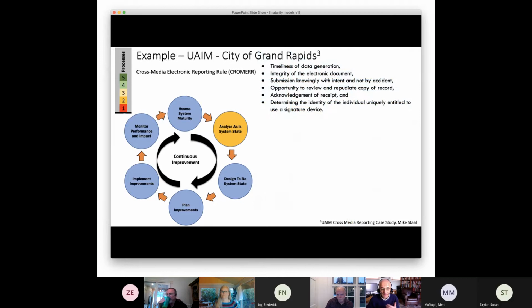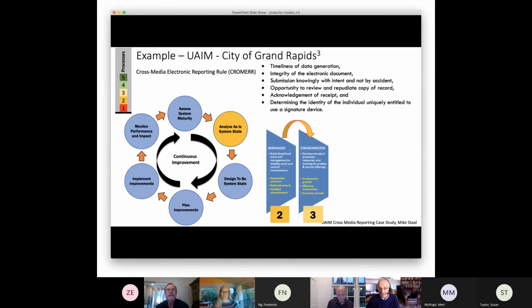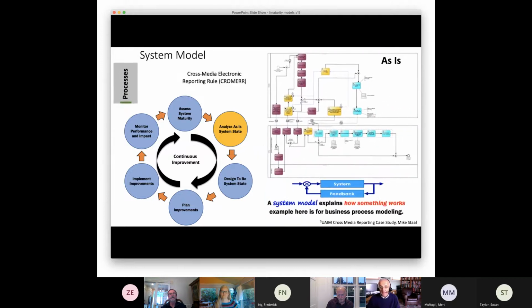The example that I'm going to use is from the City of Grand Rapids. They looked at a process called the cross-media electronic reporting rule that was required by US EPA, and these are some of the characteristics of that process, things that they were looking at. Just documenting this process raised the maturity from level 2 to level 3.